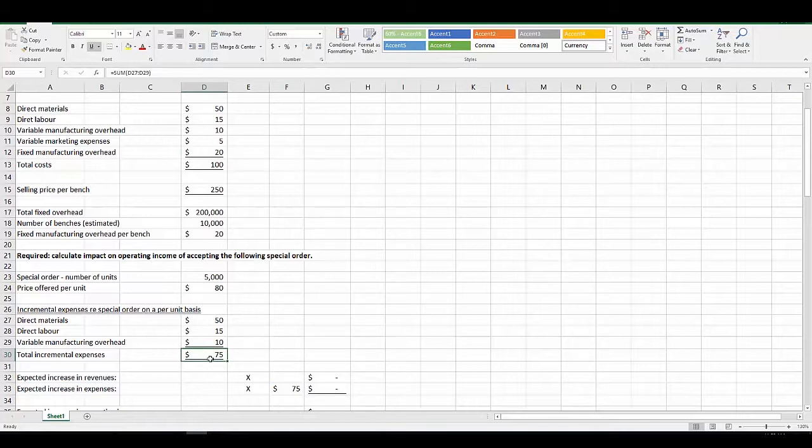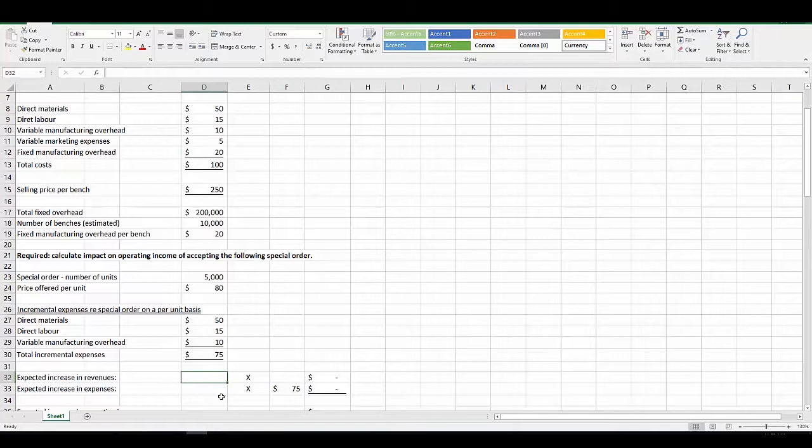So here we can see the total extra expenses. Usually what you're looking at is just the cost to make the particular product. So it's the materials, the labor, and the overhead. So it's going to cost you $75 to make these units. So we can see before we really do the numbers that this is probably going to be a viable option, but we'll just crunch our numbers.